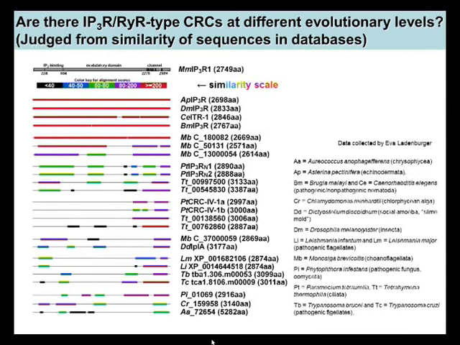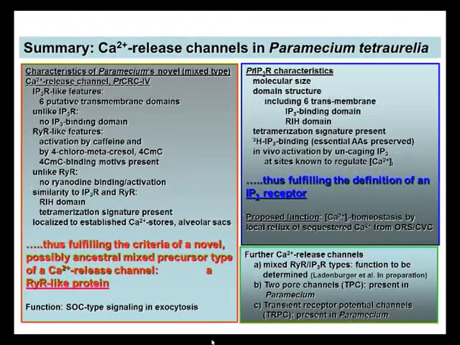The final slide summarizes our most essential findings, stressing features characteristic of IP3 receptors and ryanodine receptor-like proteins in Paramecium. Beyond that, these cells also contain additional calcium release channels not addressed here.